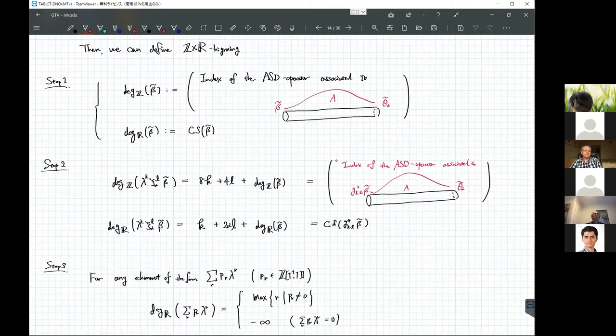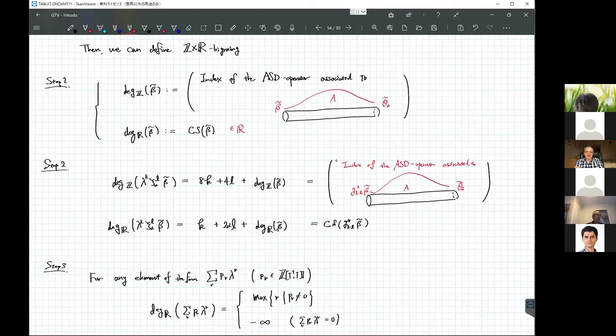And using such local coefficients, we can define the Z times R grading. In step one, we associate two gradings to each fixed lift of the generator. The Z grading is given by the index of the ASD operator associated to the instanton of this form. And the R grading of beta tilde is given by the Chern-Simons function. This is an R-valued function in our case, and the R grading is given by the value of the Chern-Simons function.